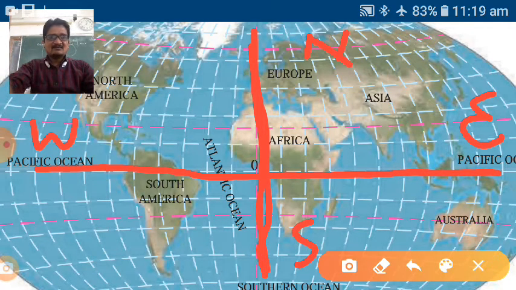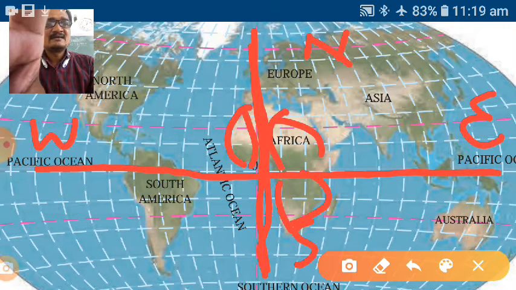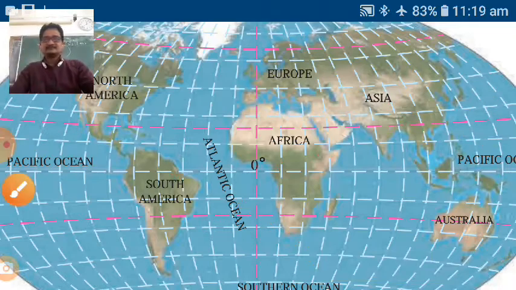So in all four hemispheres, I think Africa is spread here. This is Africa, this is also Africa, this is also Africa. In all sides this Africa continent is spread. That is the answer for you.